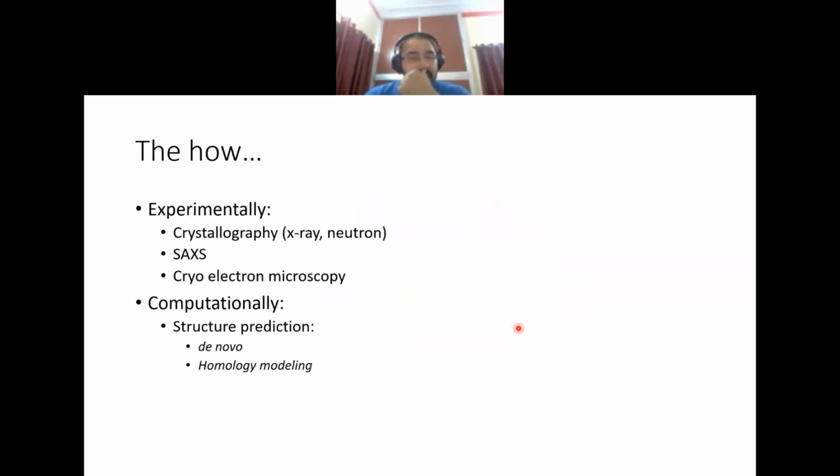Now, come to the how part, that is, how to determine the structures. We can do it either experimentally or computationally. Experimentally, we can use crystallography, whether X-ray or neutron crystallography. There are electron lasers as well. Then small angle X-ray scattering or cryo-electron microscopy. And computationally, we can go for structure predictions, which is either homology modeling or de novo structure prediction.